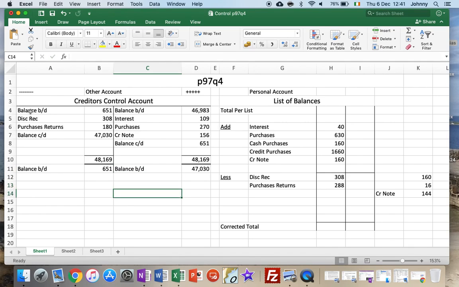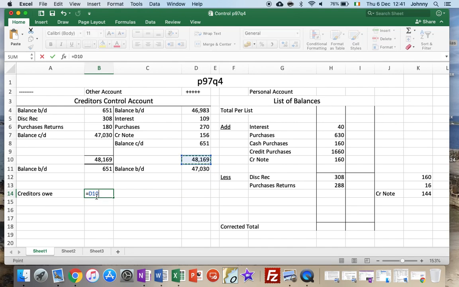Now, according to the creditors control account, how much do the creditors owe? So the creditors owe the 47,030 minus the 651. So the actual figure they owe is 46,379. So that 46,379 should be the same as the total I get in this. Now remember, I don't have a figure for the top for the total of the list, so I'll be working backwards for this. So the correct total for my list should be 46,379, so that these two documents should agree with each other.